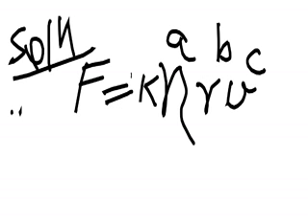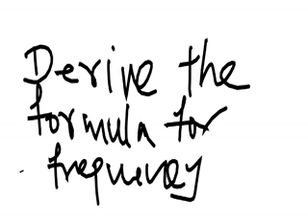Here eta is the coefficient of viscosity, r is the radius, v is the velocity. Right now you just learn the dimension, and later on I will tell about the dimension of viscosity.